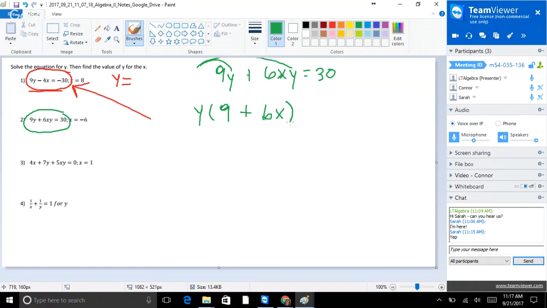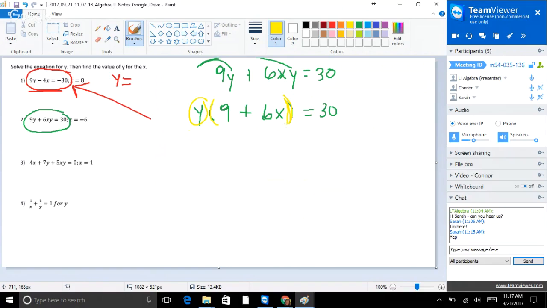6x, right? And then that equals 30. So how does that help us? Well, now we have y all by itself, right? And it's times everything in the parentheses here. It feels kind of weird to do, but this is basically like y times 3. If we had 3y, we would just divide by 3 to get rid of the 3, right?